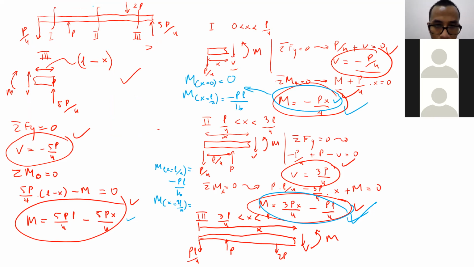9PL over 16 minus 4PL over 16. So it's supposed to be 5PL over 16 positive. That's the endpoint. Now we go here for the third region. The starting point is x equal to 3L over 4. Yeah, 3L over 4. That's the starting point.